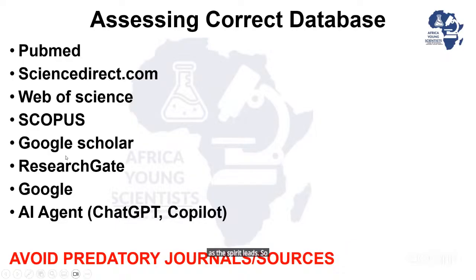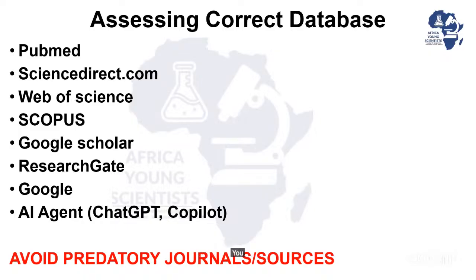But the challenge with Google is that it gives you information from every source you can find: Wikipedia, even some predatory journals that are online. It will just supply you a bunch of information from that kind of journal.